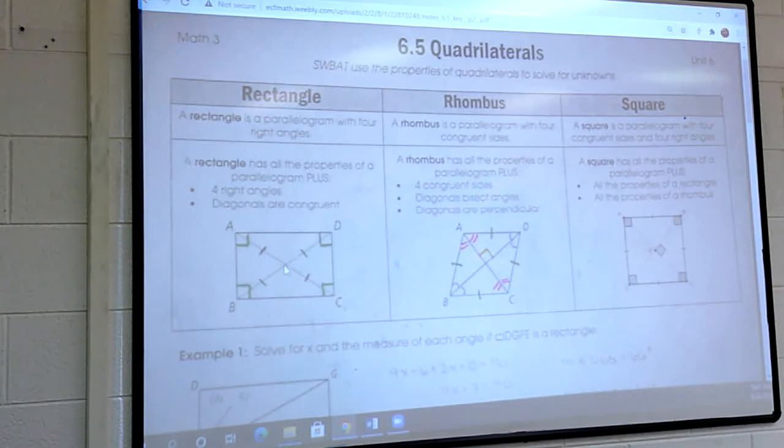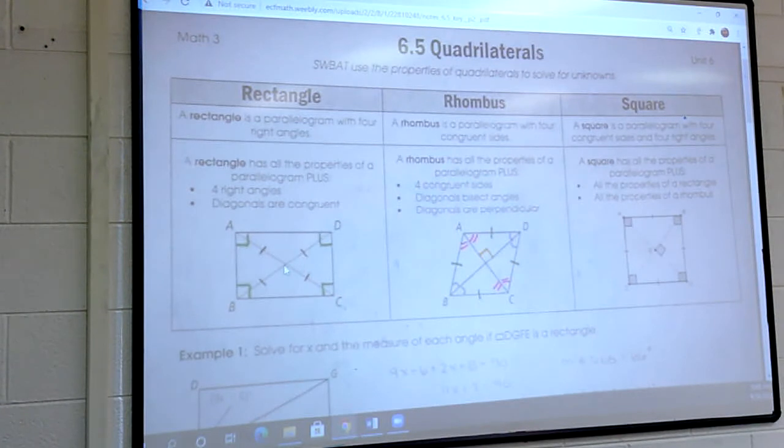Okay, so we go to the next, rhombus. A rhombus is a parallelogram, just like a rectangle. It has 4 congruent sides. So a rectangle doesn't have 4 congruent sides, but a rhombus does. Notice those little marks on the outside of the rhombus. That shows that all 4 sides are congruent.